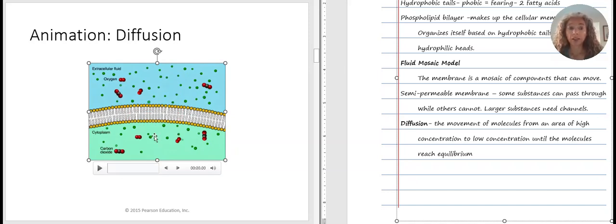distributed. This is showing you that not all substances, not all molecules can fit through that semi-permeable membrane. So not all substances can diffuse across that membrane, but very small molecules can.